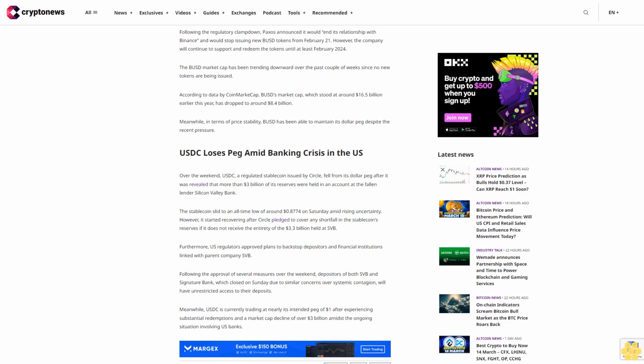Following the approval of several measures over the weekend, depositors of both SVB and Signature Bank, which closed on Sunday due to similar concerns over systemic contagion, will have unrestricted access to their deposits. Meanwhile, USDC is currently trading at nearly its intended peg of $1 after experiencing substantial redemptions and a market cap decline of over $3 billion amidst the ongoing situation involving U.S. banks.